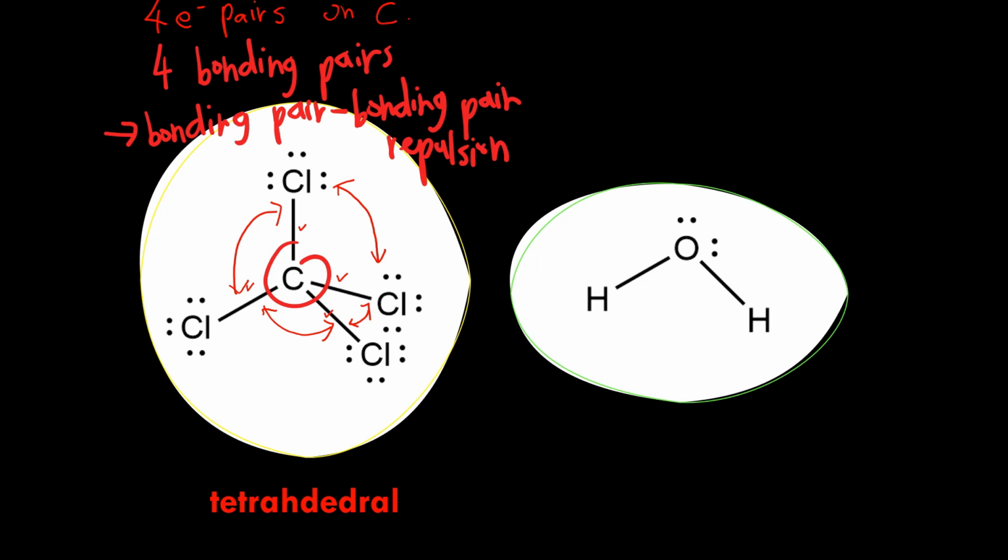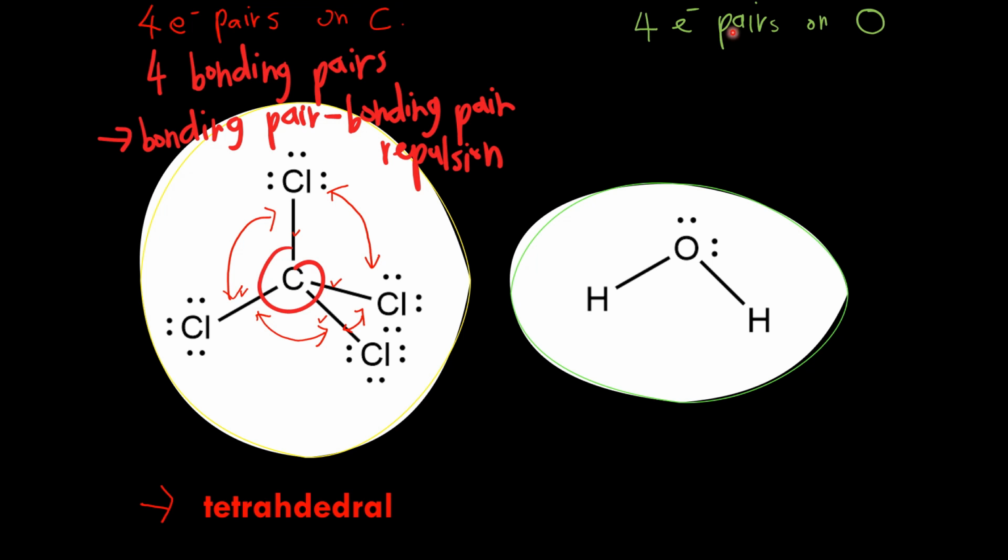Since there are all bonding pair electrons around the central atom carbon, the type of repulsion will be bonding pair repulsion only. So the basic idea to get the molecular geometry for certain molecules depends on the repulsion between electron pairs on the central atom in a molecule.